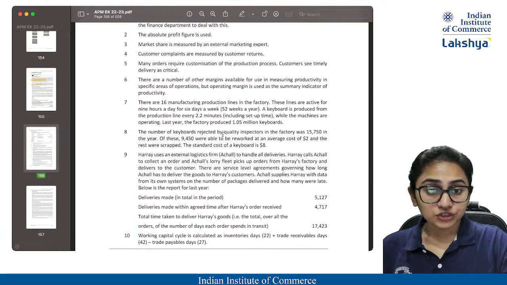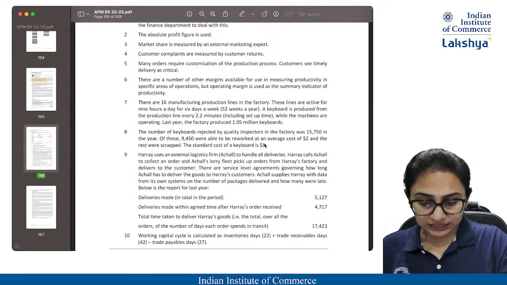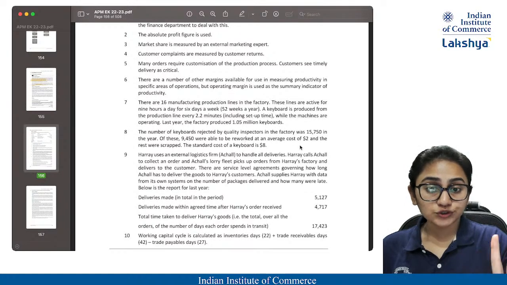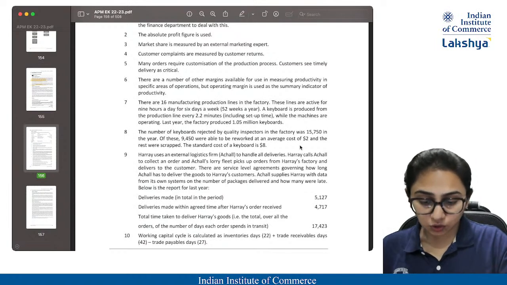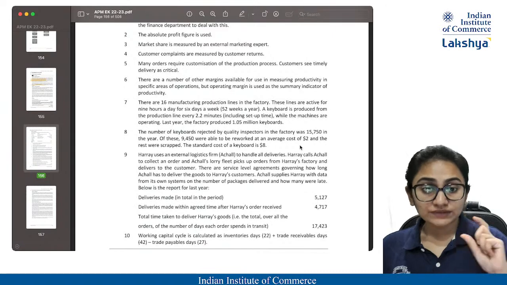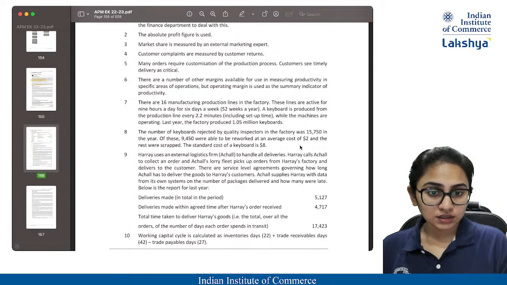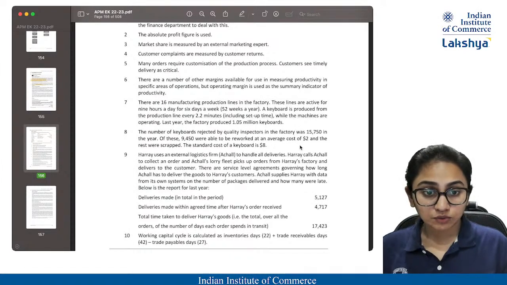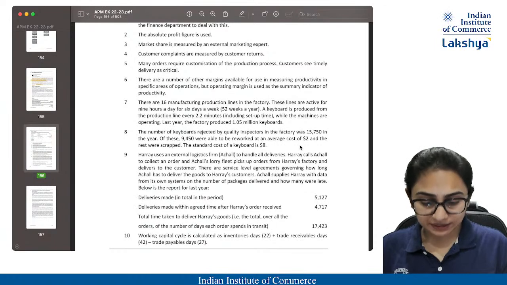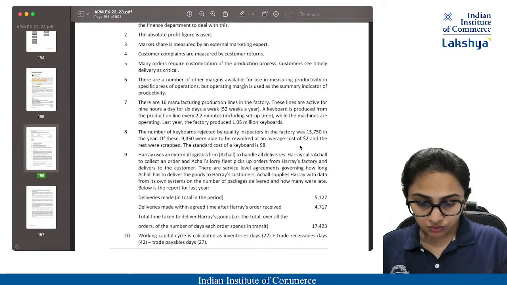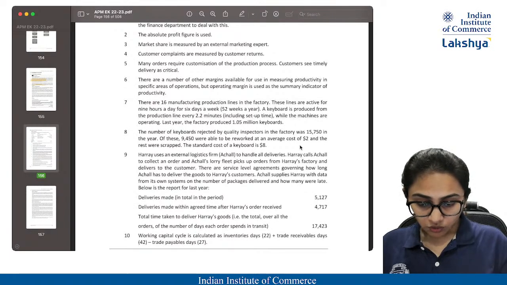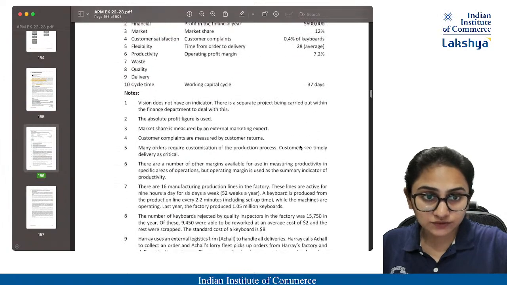The number of keyboards rejected by quality inspectors in the factory was 15,750 in the year. Of these, 9,450 were able to be reworked at an average cost of 2 and the rest was scrapped. The standard cost of the keyboard is 8. So you can find the failure percentage of this, right? 15,750 keyboards were rejected by the quality inspector in the year. So we can find out how much is the fault of the goods, then how much was the loss because of these faults.